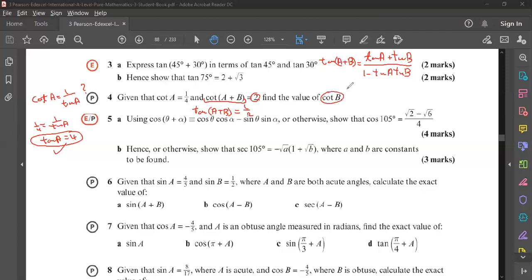So that's a half equals tan A is 4 plus tan B over 1 minus tan A, which is 4, tan B. For simplicity, we can now cross multiply, then we can find tan B, then we can find cot B.